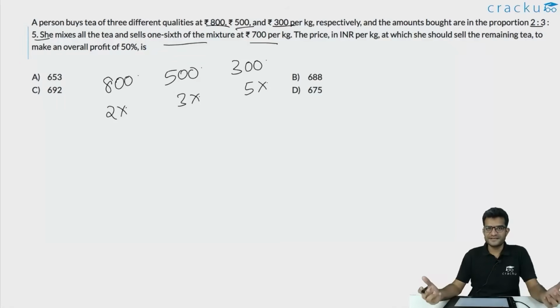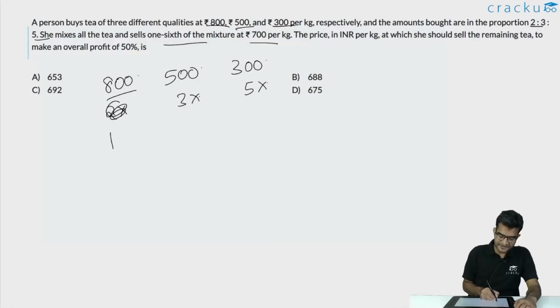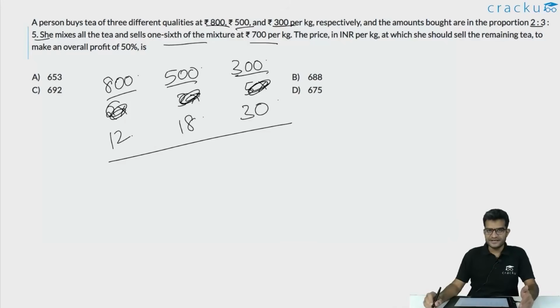Now just to make things easier, let us assume that x is equal to 6, so that there won't be any fractions. Or essentially we are saying that the tea which costs rupees 800 per kg, we are buying 12 kgs. And the tea which costs 500 per kg, we are buying 18 kgs. And the tea which costs 300 per kg, we are buying 5 into 6, that is 30 kg. Again, this ratio of 12:18:30 is equal to 2:3:5. But because we have to divide some of this by 1/6, we are assuming that all of them are multiples of 6. So what is the total cost involved in purchasing this much tea?